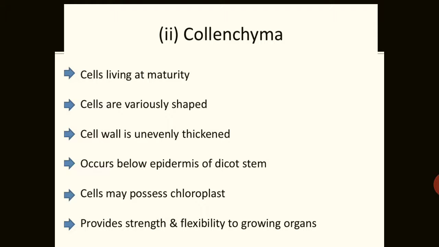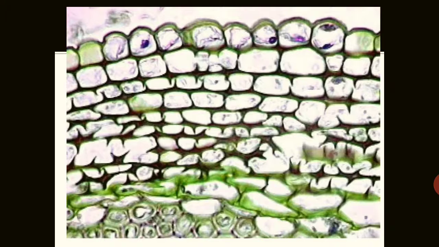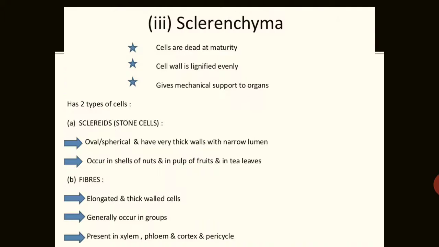These collenchyma provide strength and flexibility to the growing organ also. It provides flexibility, so it is a very flexible tissue. Look at the picture. This is the entire collenchyma tissue just below the epidermis. You can find here different shapes and sizes, and if chlorophyll is there, that is responsible for photosynthesis also.